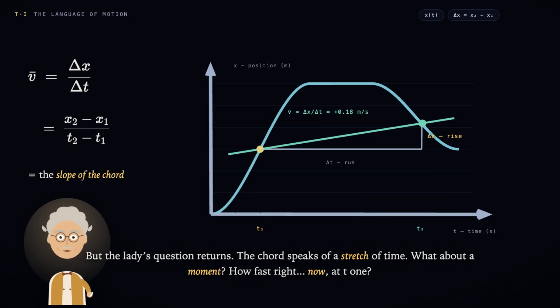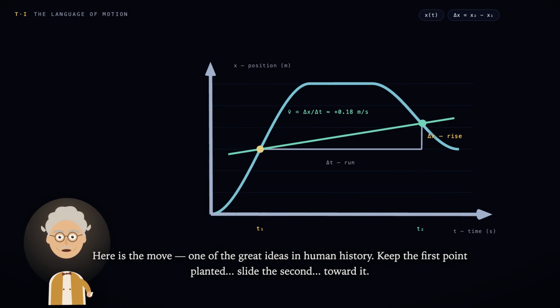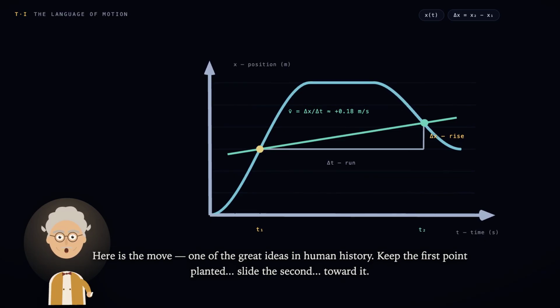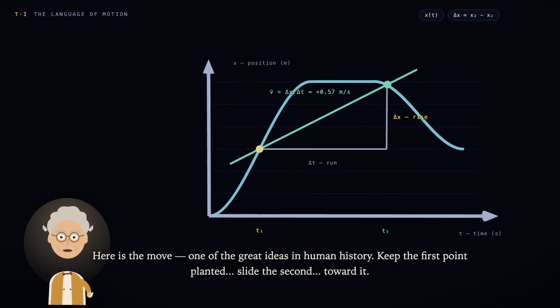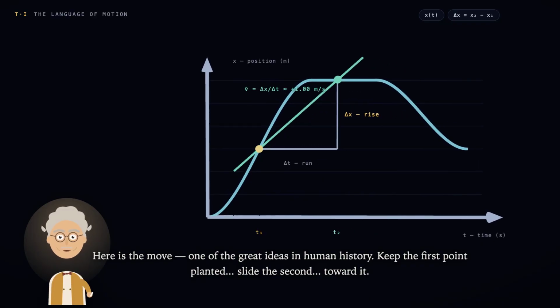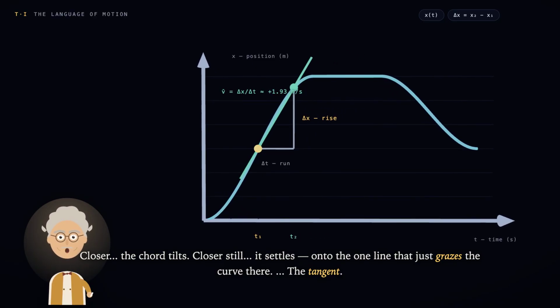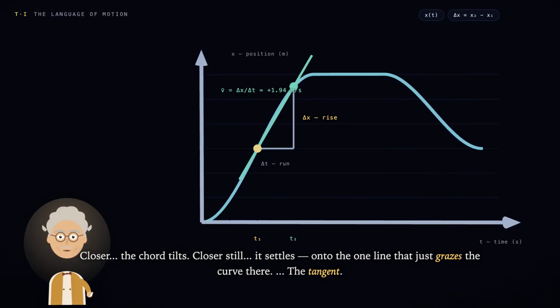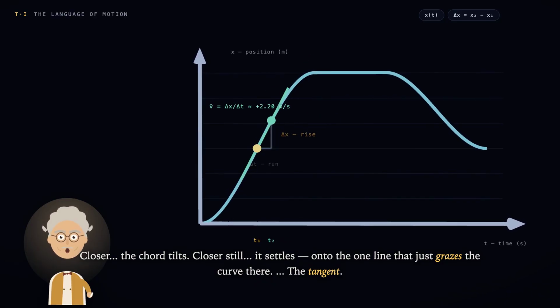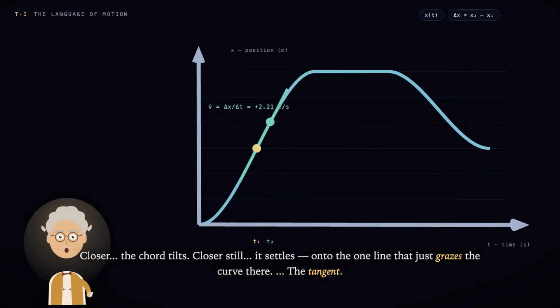But the lady's question returns. The chord speaks of a stretch of time. What about a moment? How fast, right now, at t1? Here is the move, one of the great ideas in human history. Keep the first point planted. Slide the second toward it. Closer. The chord tilts, closer still. It settles onto the one line that just grazes the curve there: the tangent.